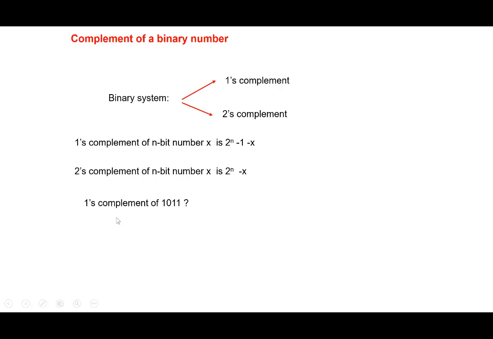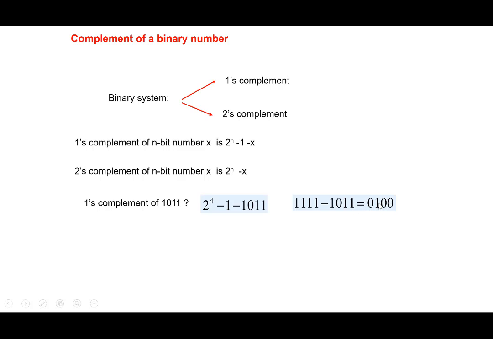Okay, so similar thing here. So for example, what is 1's complement of 1011? Well, how many bits are there? 4 bits are there. So 2 to the power 4 minus 1 minus 1011. So note that 2 to the power 4 minus 1 is 1111 here. Okay, and so you have to subtract 1011 from here. So 1111 minus 1011, and then it's easy to see what the answer is.